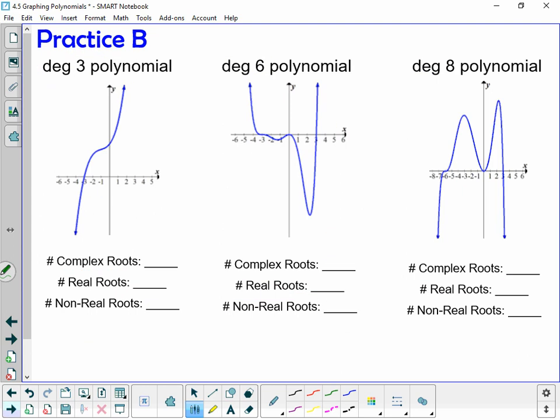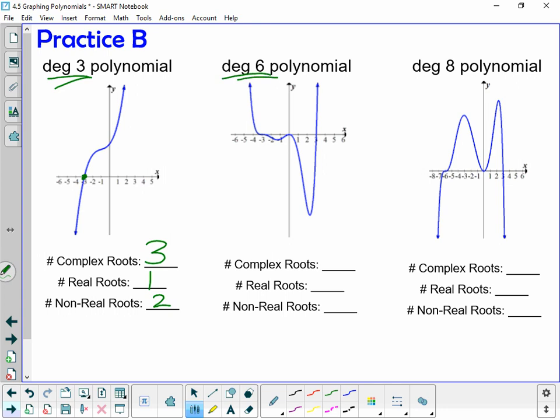There's 3 more for you to try. I would encourage you to pause the video and try it, and then check your answer. This is a degree 3 polynomial. It has 3 complex roots. I can see one of them right there, so it must have 2 non-real roots.